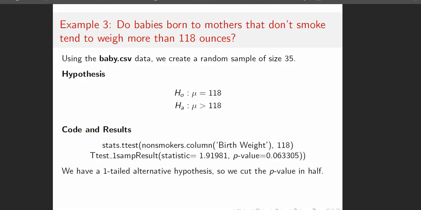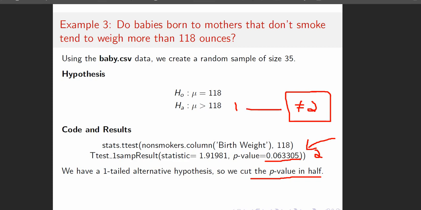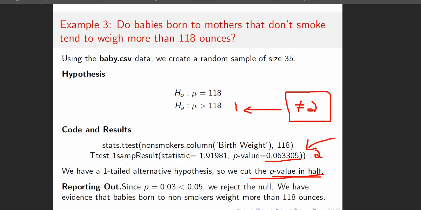Okay, so when we do that, we get the p-value from the test, which again is a two-tailed p-value of 0.063, but we cut the p-value in half because our hypothesis is a one-tailed hypothesis. So if we have a greater than or a less than, that's a one-tailed hypothesis. And if we have the not equal to, right, not equal to would be the two-tailed hypothesis, but this is the default. This is what spits out. And to convert to this situation, we just cut the p-value in half. All right, and so what's the conclusion? Since the p-value is approximately 0.03, and that is less than 0.05, we reject the null, and these babies on average do weigh more than 118 ounces.